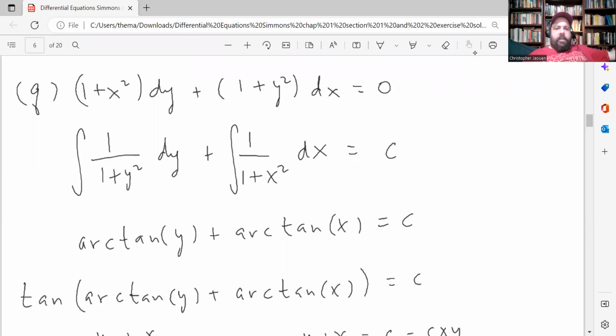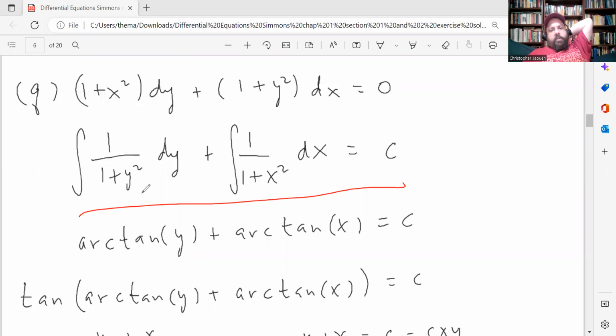Part Q, they want us to solve this differential equation here, (1 plus x squared) dy plus (1 plus y squared) dx equals 0. Again, this one is separable. Actually, I didn't even separate it. I just divided through by (1 plus x squared) times (1 plus y squared), and then you get this equation here, and then you just integrate both of those things. The integral of 1 over 1 plus y squared dy is just arctangent of y. Same thing for the other one, only it's arctangent of x equals c.